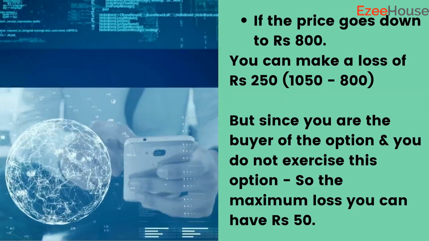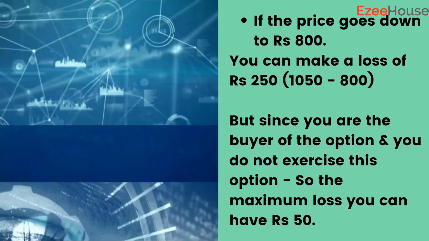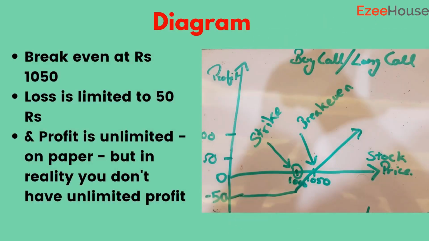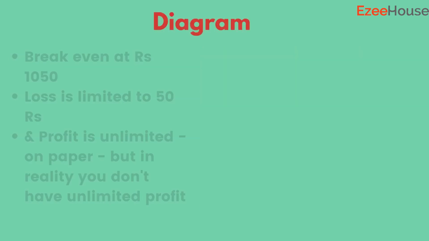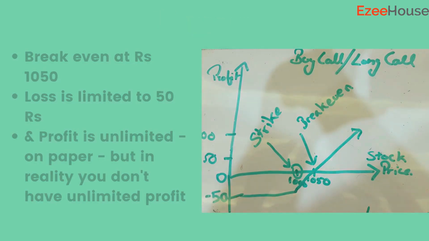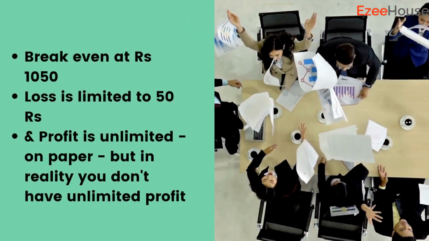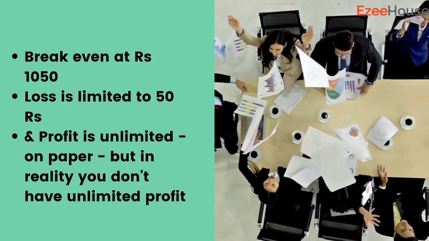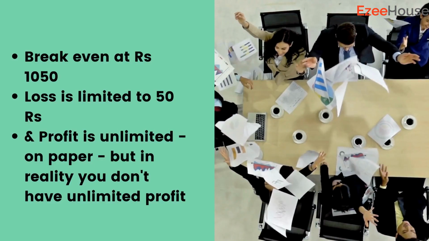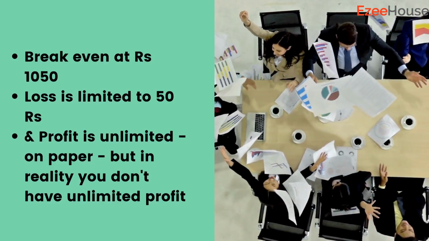Now let's understand this with the help of a diagram, and I'll show you how it works. This diagram clearly shows that his break even is at 1050, his loss is limited to 50 rupees, and his profit is unlimited. On paper, it looks good that the profit is unlimited, but generally stock prices will not go to infinity. So profit on paper does look as if in call options you have unlimited profit, but in reality you don't have that case.